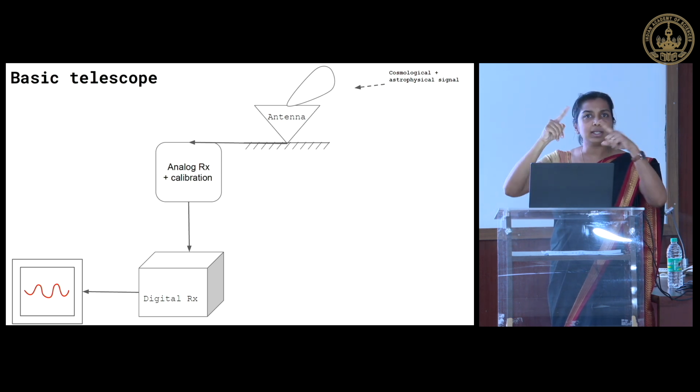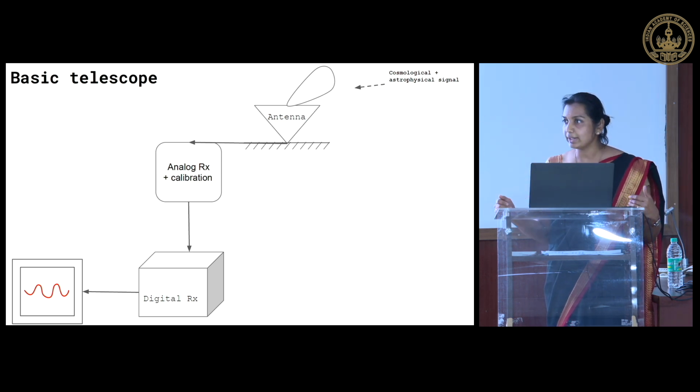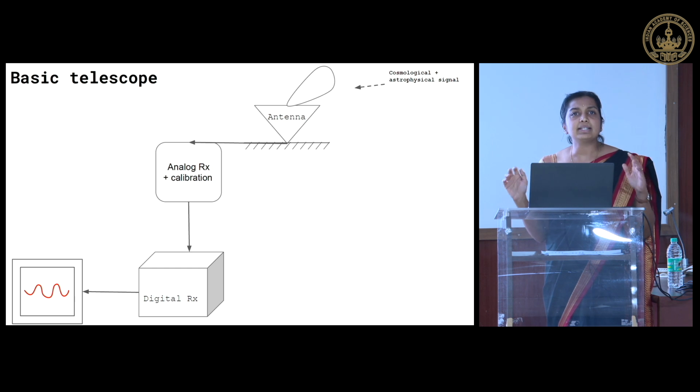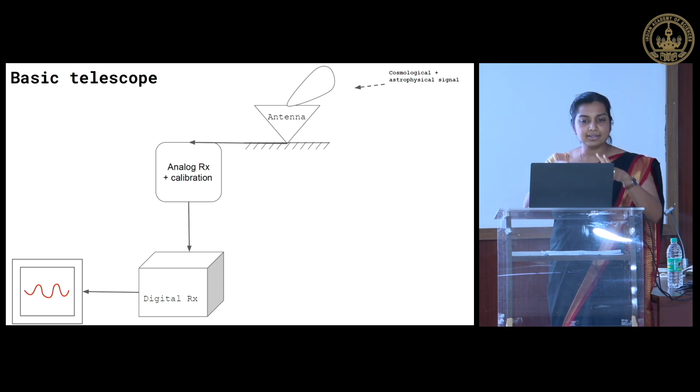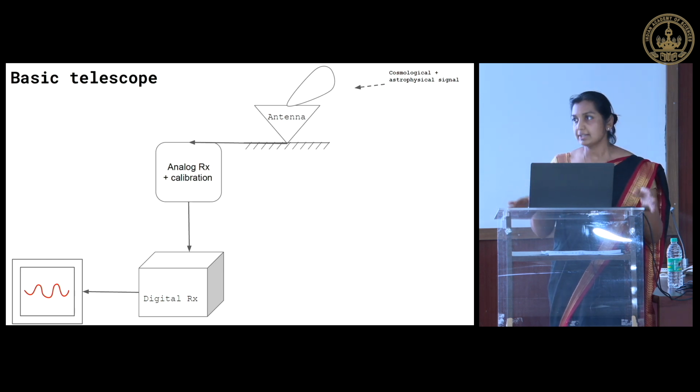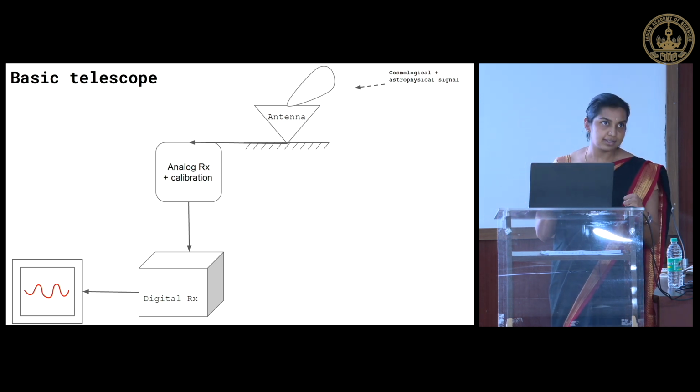We don't want any localization because our signal comes to us from everywhere, but it has to be very, very, very, very sensitive. So the entire detail is in the calibration, how you take that power, convert it to the right units, remove all your instrumental effects, separate the foregrounds and find that signal.